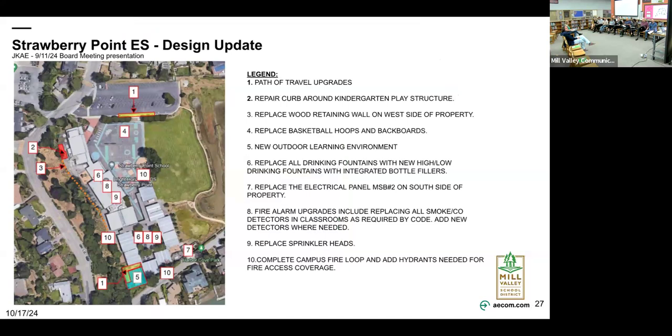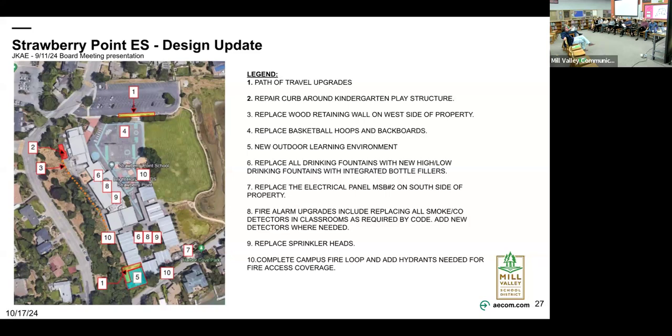Sure, we wanted to share with you the presentation for Strawberry and Tam that was presented to the board on September 11th. We are currently preparing the documents to submit to the state for permitting. But just wanted to give you an overview of what those projects are. So, and they're very similar scopes.